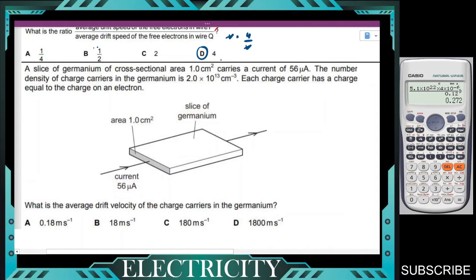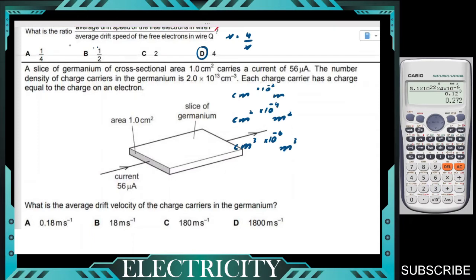So 1 centimeter square, keep it in your mind, centimeter to meter, we just multiply by 10 to the power -2, or we simply divide it by 100. But for centimeter square to meter square, we divide it by 10,000, or we multiply by 10 to the power -4. And for cubic centimeter to cubic meters, we multiply by 10 to the power -6, or we divide by 1 million. So these are the conversions that we use.